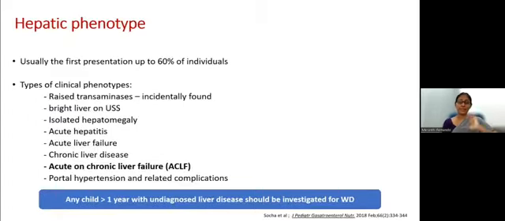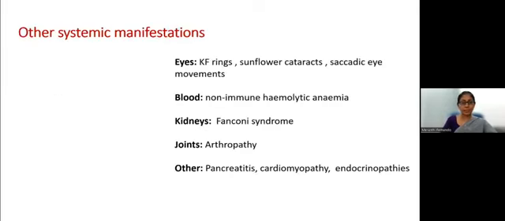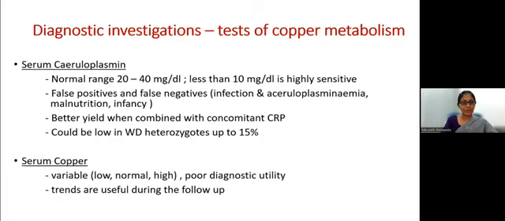How would they present with liver disease? They can have diverse presentation modes, like raised transaminases, which may be incidentally found, or overt acute liver failure or chronic liver failure. So there's a range of presentations Wilson disease can appear. And the key message is any child who's more than 1 year with undiagnosed liver disease should be investigated for Wilson disease. So these are about the other manifestations, other systemic manifestations.